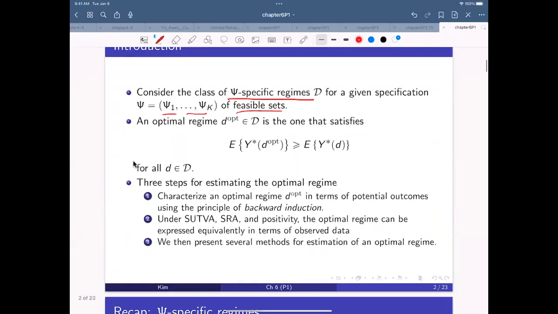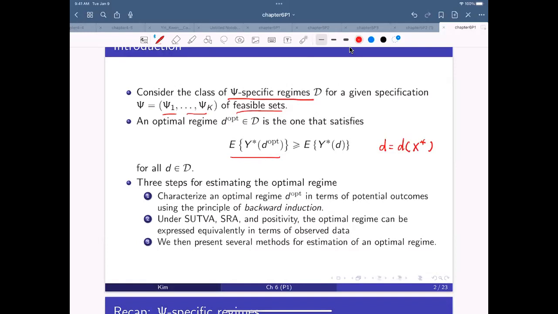And then our goal is to find the optimal regime which maximizes the expected potential outcome of the regime. But notice that this D is a function of the potential outcomes, right? So even though it may look like a univariate expectation, it is not, because this D is a function of the potential outcomes. So we actually have a joint distribution of the potential outcomes.